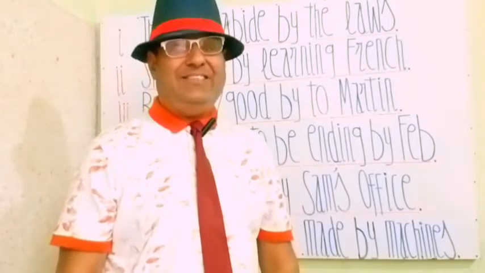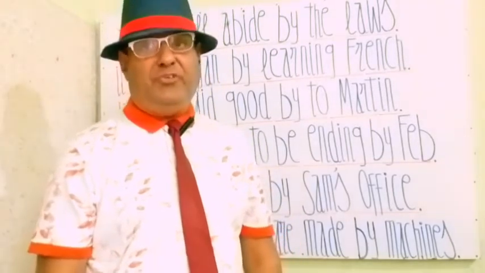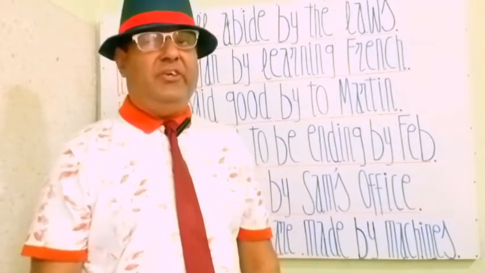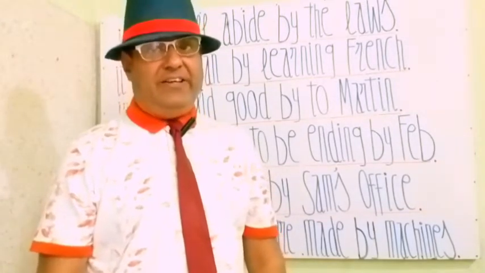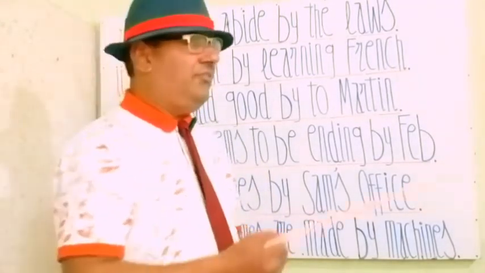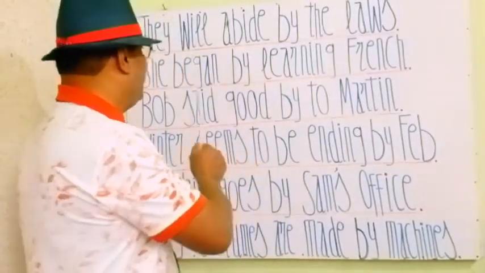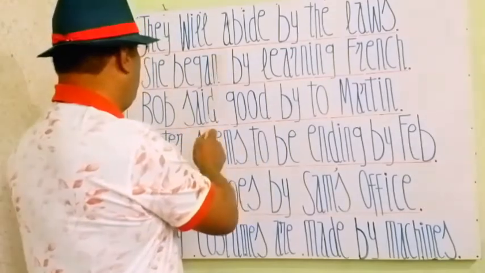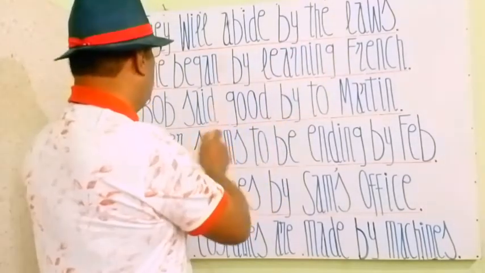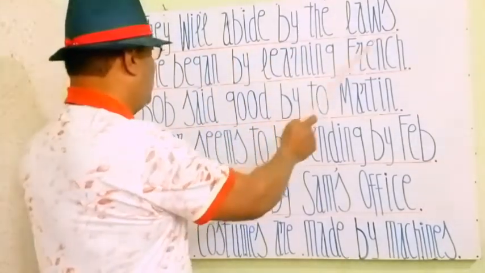Today we are going to exercise with commonly used phrasal verbs. These phrasal verbs are commonly spoken in English and are taught in academies. Let's start our lesson. The first phrasal verb and phrase is, they will abide by the laws.